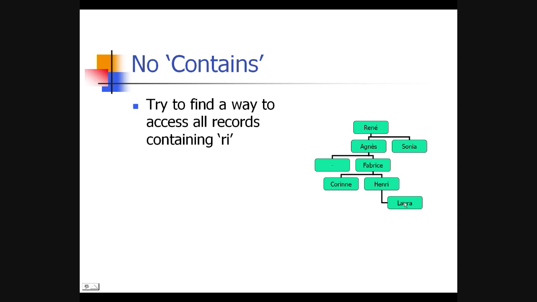Which means that this tree doesn't give me any solution to find the record except going through all of them, the exact same way as I would go through all the records without any key. So that's the problem with a condition like contains. And there is really no solution for that.